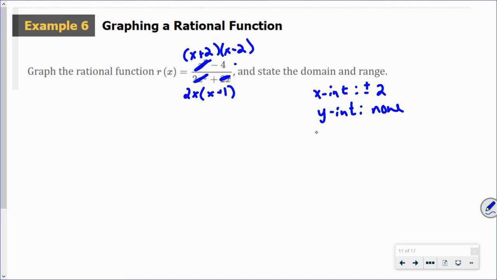Okay, so vertical asymptote. Vertical asymptote is where the bottom equals 0. So we got 2x, so 0 and -1.